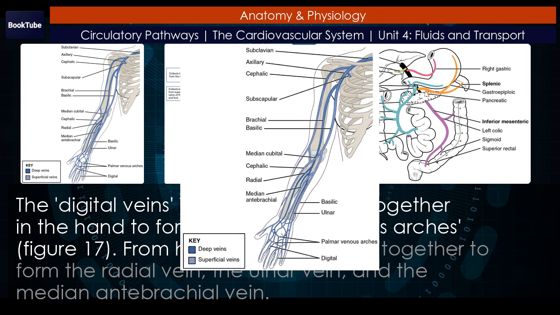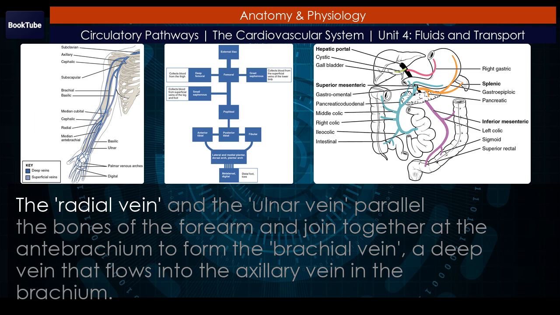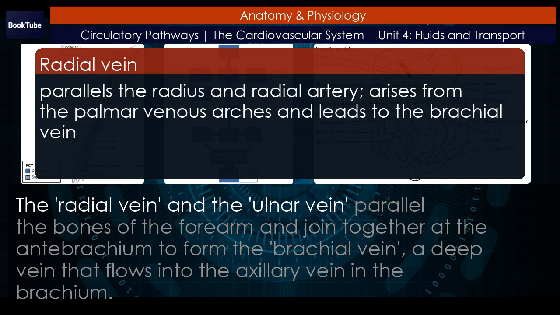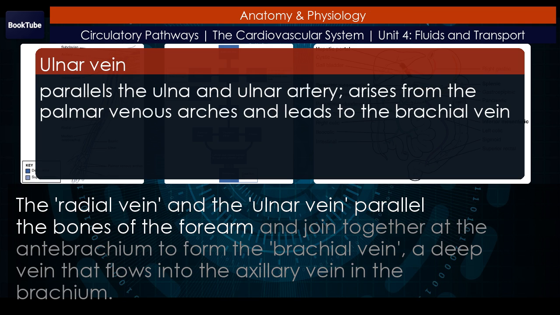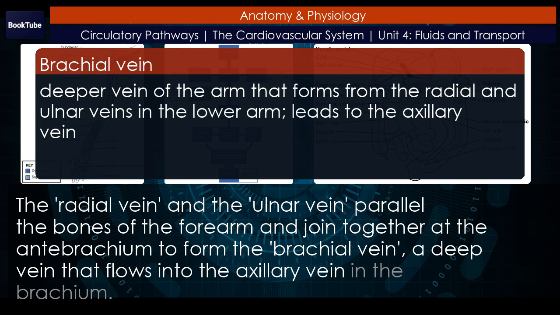From here, the veins come together to form the radial vein, the ulnar vein, and the median antebrachial vein. The radial vein and the ulnar vein parallel the bones of the forearm and join together at the antebrachium to form the brachial vein, a deep vein that flows into the axillary vein in the brachium.